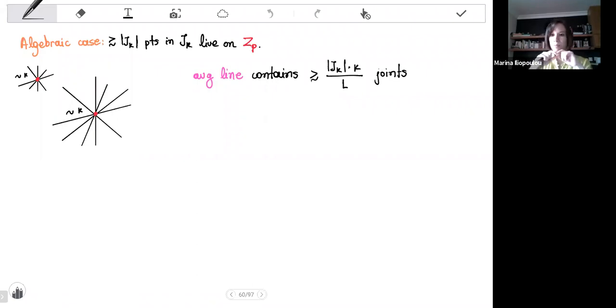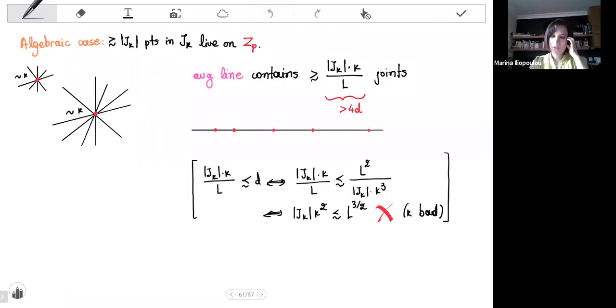Now, the average line contains many joints, but we know the joints are on the zero set. So the average line hits the zero set a lot. And if this happens more times than the degree, it will be completely engulfed by the zero set. And that's what we have. So we can show that the joints it contains, the times it hits the zero set, are more than a multiple, 100 times the degree, I don't know. And if it wasn't the case, we'd remember what the degree is, and we'd get a contradiction, we'd get an exceptionally good estimate for these joints, which can't be true.